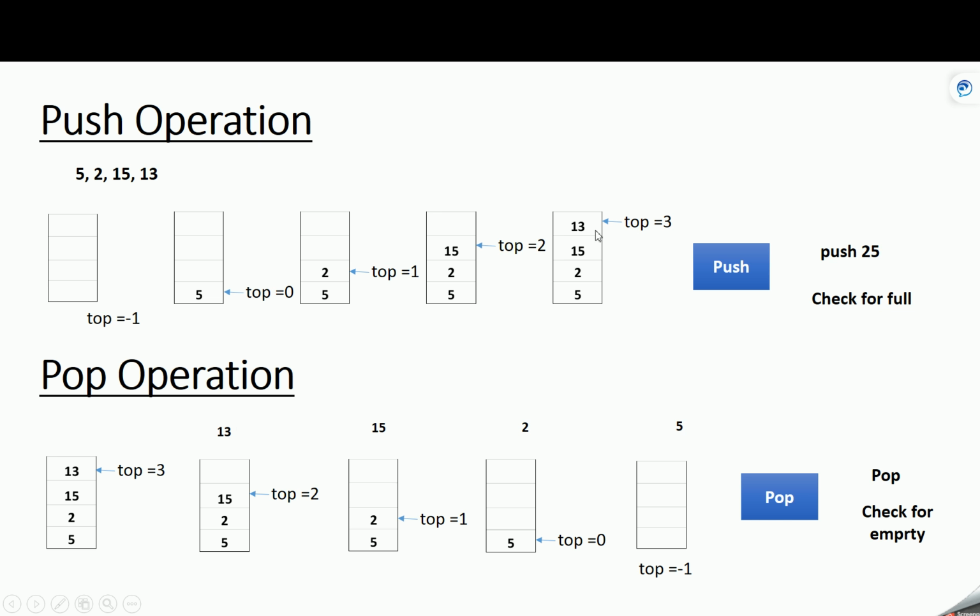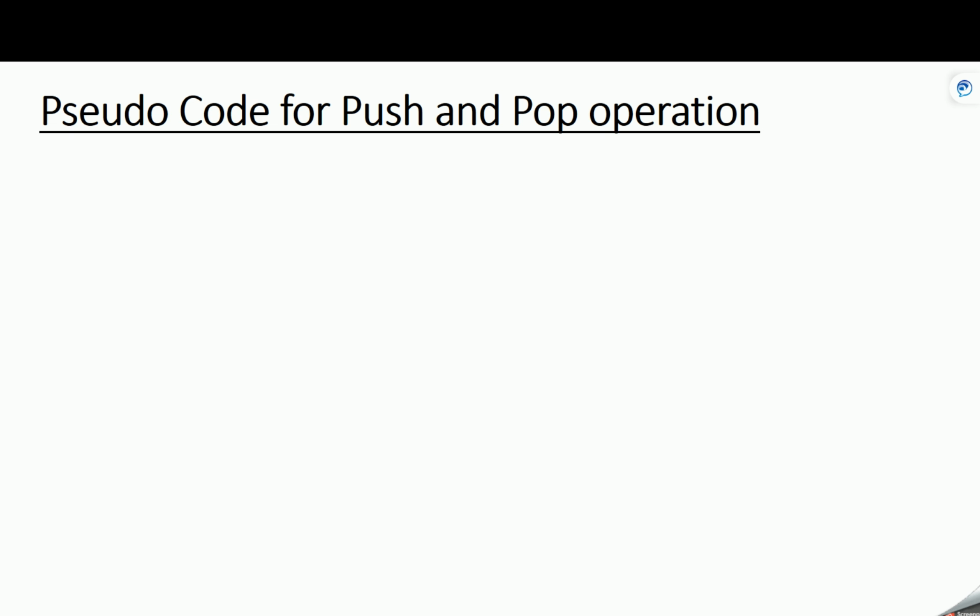So the last added element here is being removed first. Because of this nature, we call a stack a LIFO, that is last in first out, data structure. Now let's see pseudocode for this push and pop operation.